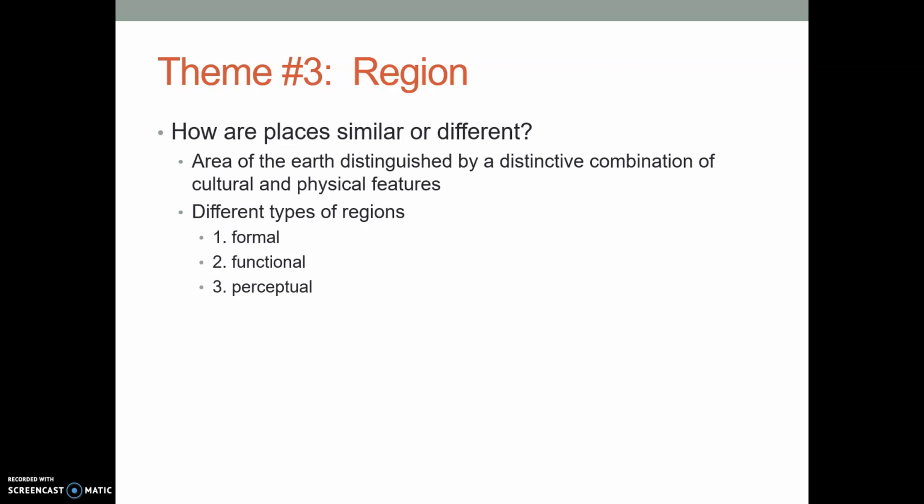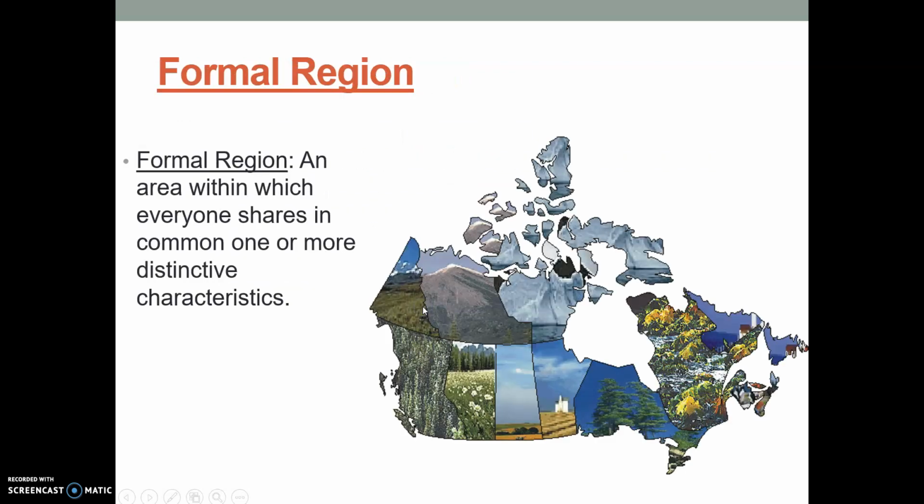There's three different types of regions. There's formal, there's functional, and there's perceptual. So let's look at each one. A formal region, it states, is an area within which everyone shares in common one or more distinctive characteristics. That's kind of vague. So here's the thing. A formal region can be big, it can be small. The way I describe a formal region is this: you have to know where it starts and where it stops, and the people have to have something in common.